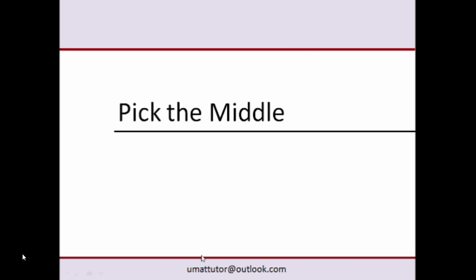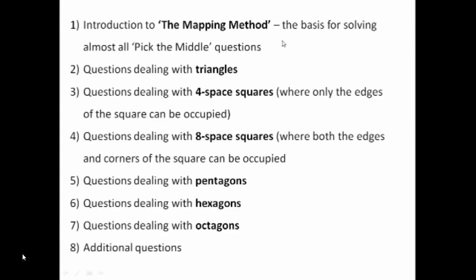So I'll begin just by showing you the mapping method, which is a technique which involves sketching on the side of the page and mapping the different letters as you move across the image. It's the basis for solving almost all pick the middle questions. So I'll demonstrate that to begin with. And once we've got that, we'll then do a series of questions based on the number of sides of the shape involved. I'll show you some of the most common patterns and the configurations that result from those. And I'll finish up with a few additional questions which didn't quite fit into any of these categories.